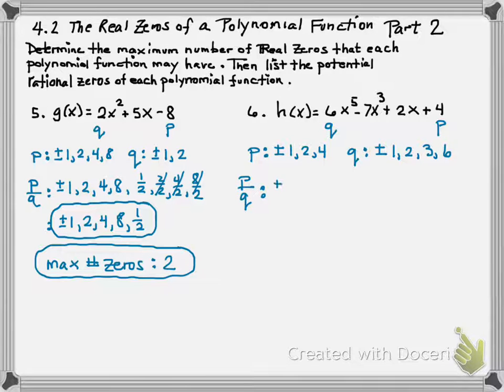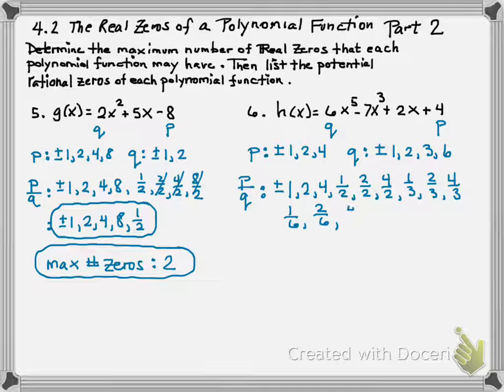And that's going to be plus or minus 1 over 1, 2 over 1, 4 over 1, 1 over 2, 2 over 2, 4 over 2, and then 1 over 3, 2 over 3, 4 over 3, and then 1 over 6, 2 over 6, and 4 over 6.